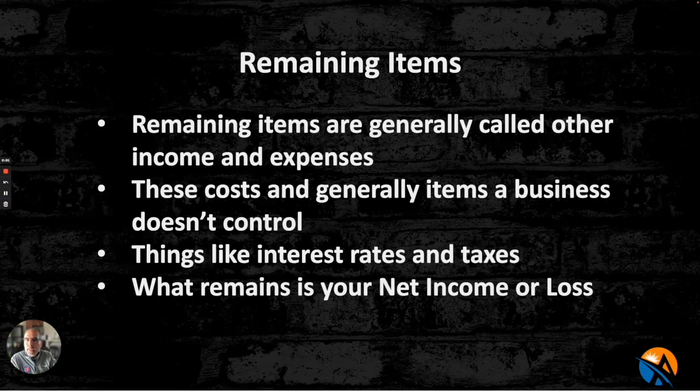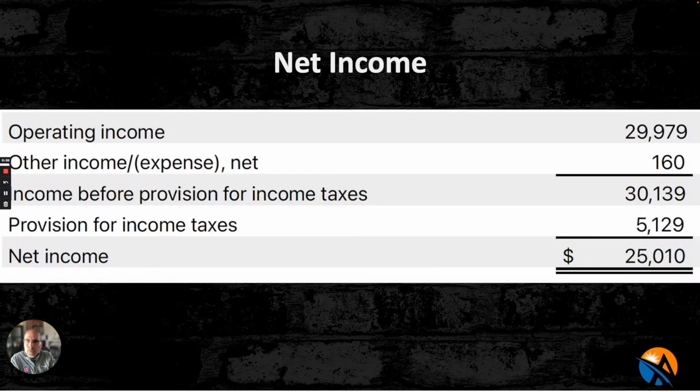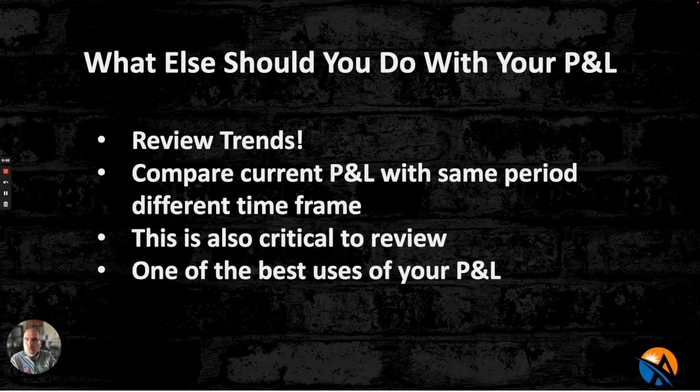Some of the remaining items in the P&L, which are often called other income and expenses, include items that are generally not related to cost of sales and overhead, which means things like taxes, for example. And then what is left over is your net income or loss. In this case, you can see that Apple's net income after other income and expenses is $25 million, and that is their net income.